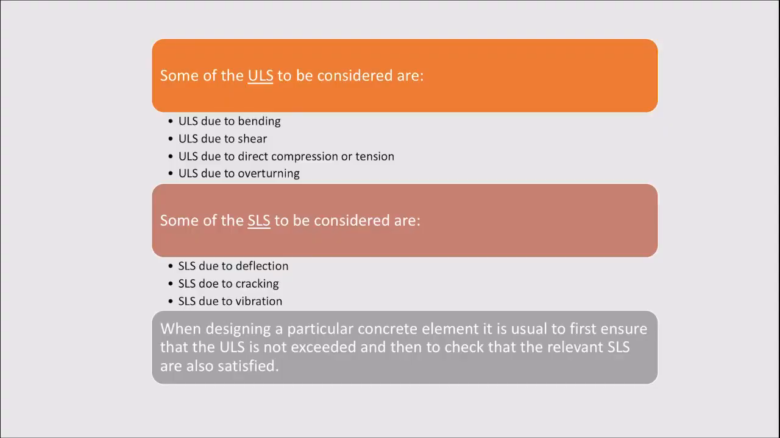Okay, some of the limit states to be considered: for ULS, it is bending, shear, direct compression or tension and overturning. And for SLS, it is deflection, cracking and vibration. When designing a particular concrete element, it is usual to first ensure that the ULS is not exceeded and then to check that the relevant SLS are also satisfied. So first, we're going to check the ULS, then later we're going to check the SLS.